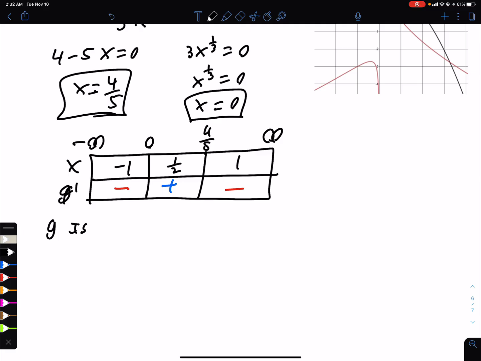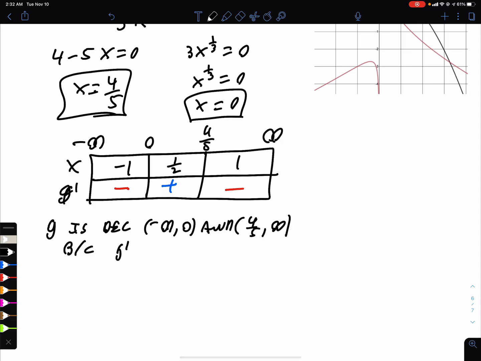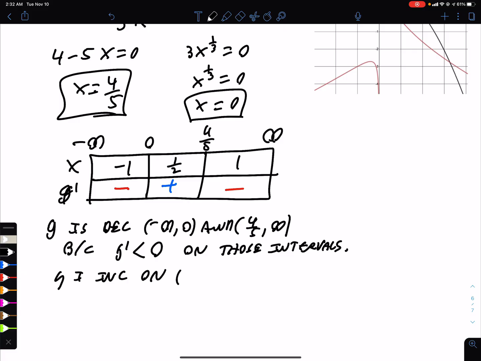G is decreasing where? From negative infinity to 0 and 4/5 to infinity because the derivative is negative. You can write is negative on those intervals. Then you have to say G is increasing on the interval from 0 to 4/5 because G prime is positive on that interval.